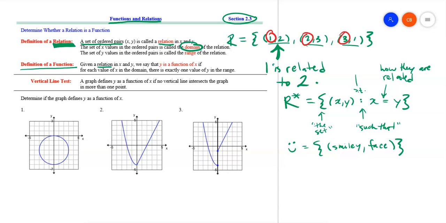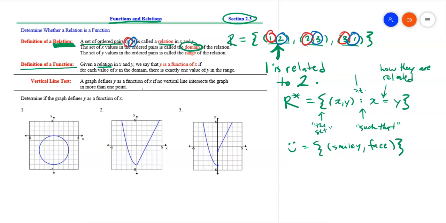Those are the x values, as it were, because x comes first in this case. And then the y values, which come second, are the ones like 2, 3, and 1. The set of x values is called the domain, and the set of the y values is called the range. And that's true for all relations, not only for functions. For every type of relation we will use that terminology, domain and range.